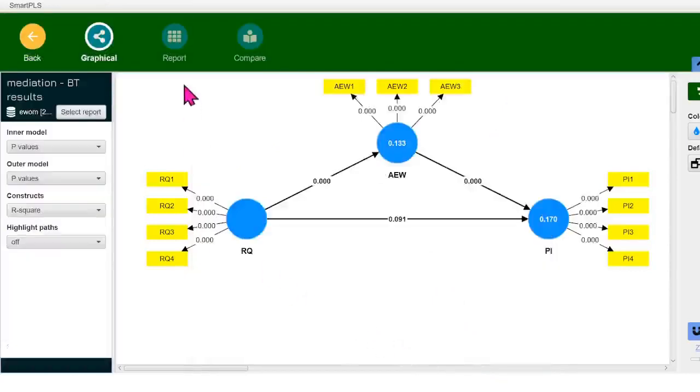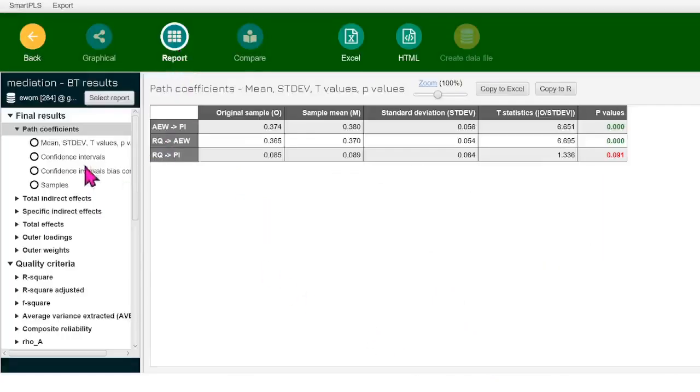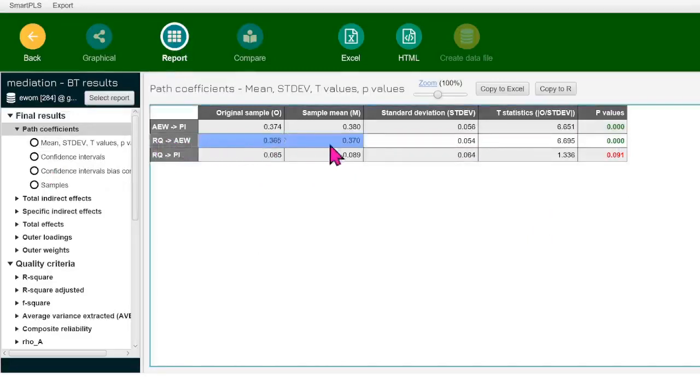All right, here we are with the results. I'm going to the report. So you can have a look at it over here. Now the coefficient from RQ to AEW, this one over here, is 0.365 and the p-values are less than 0.05, way less than that. So this path coefficient is significant. So we have a relationship from RQ to AEW. Now if you look at this one over here, AEW to PI, this one is also significant.